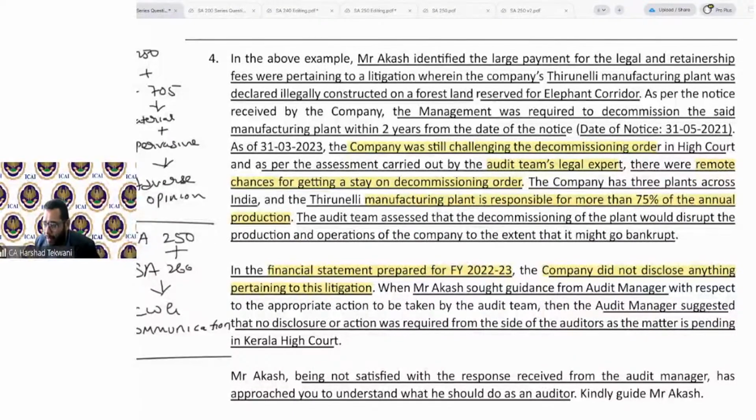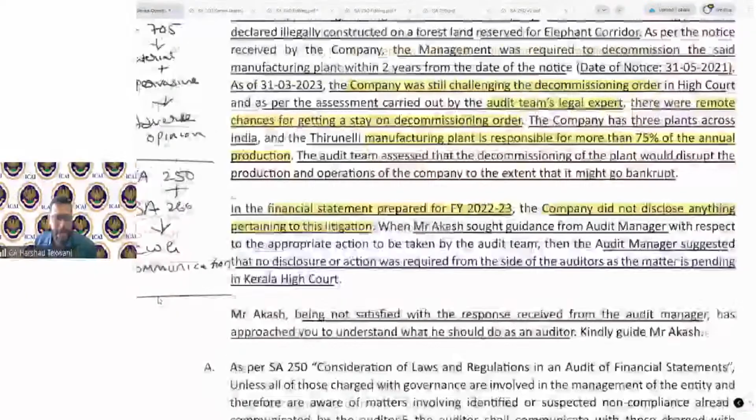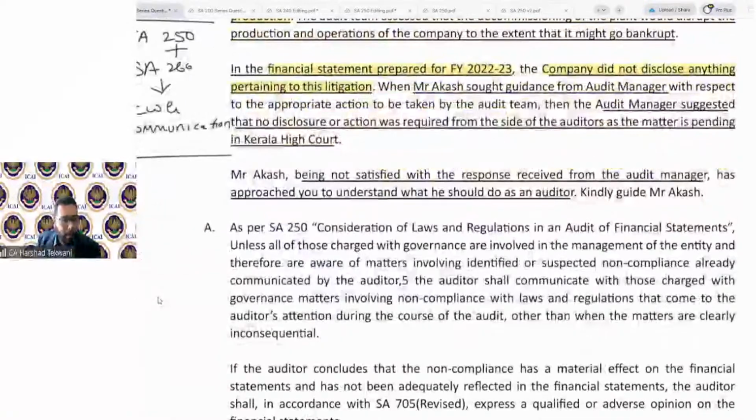Then third is reporting as per SA 250, SA 570, because the use of the going concern basis of accounting is inappropriate.